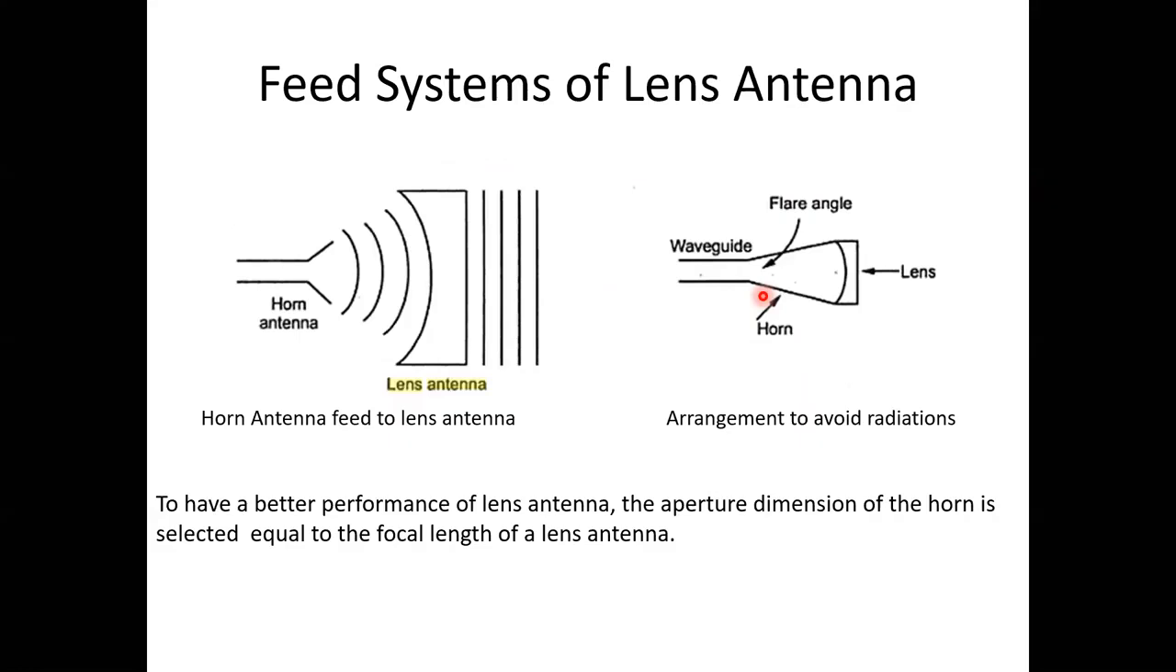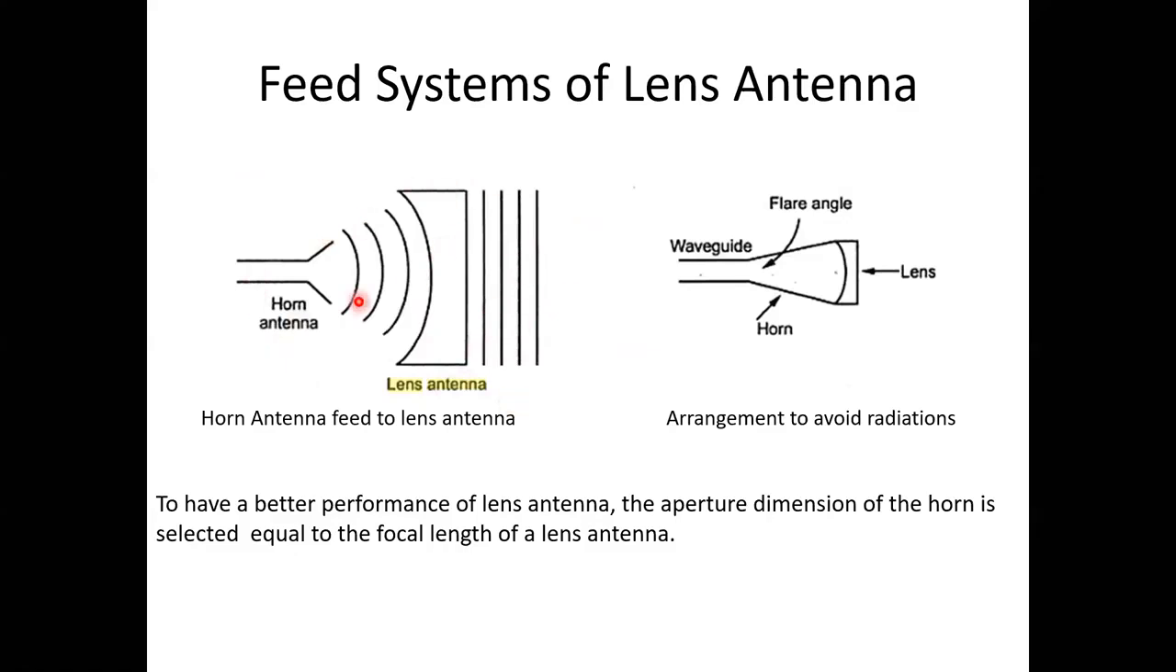Now the feed systems of lens antenna. As I've told you, in this case also, like a parabolic reflector, you need a feed and then in front of that you are placing a lens antenna. The feed usually used will be a horn antenna. A horn antenna is used to feed the lens antenna. The aperture dimension of the horn is selected equal to the focal length of the lens antenna. So that is how we select it.